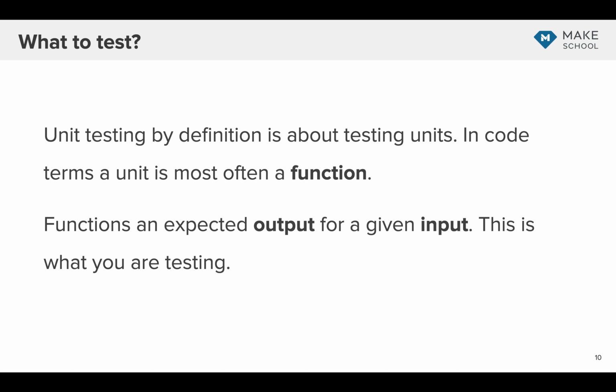So what exactly is a test? Unit testing, again, is about testing units of code, right? In our code, most often a unit is a function, so that's a block of code that can be run. Functions always have input and they have output, right? Functions are expected to have an output for any given input, right? So if we send a certain value into a function, we should expect a certain value to come out, okay? And if we're getting the values that we expect, then we can say our function is working.